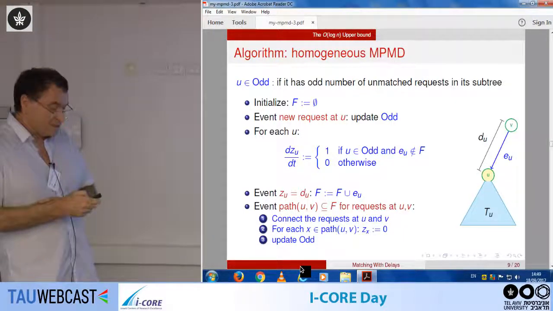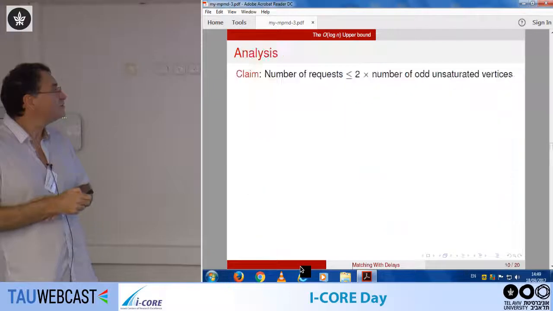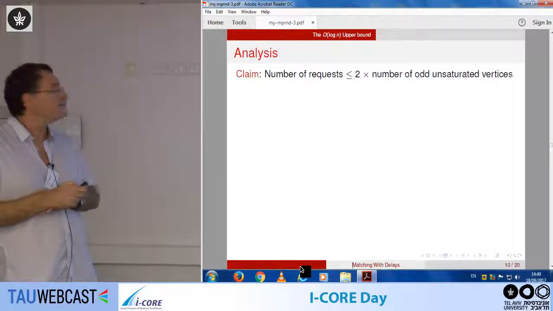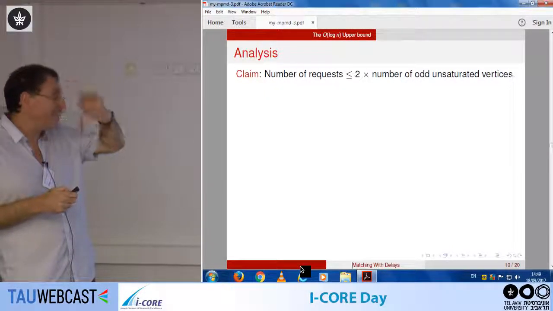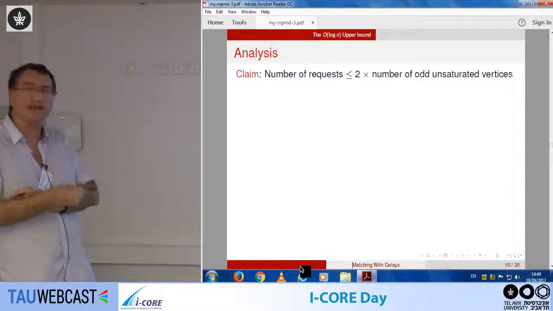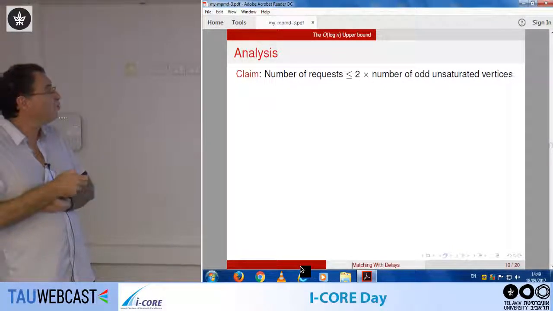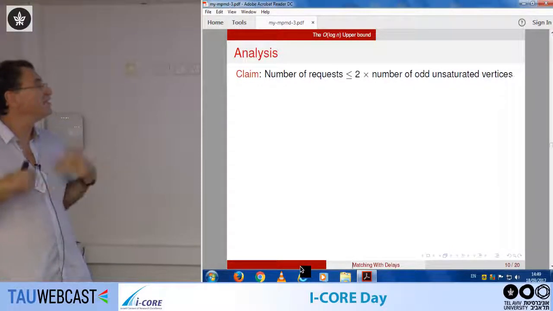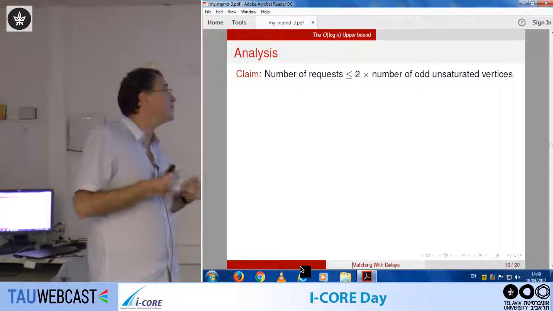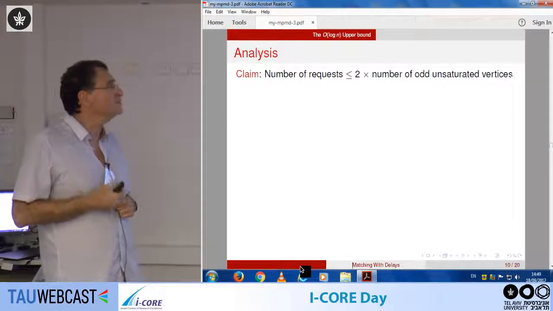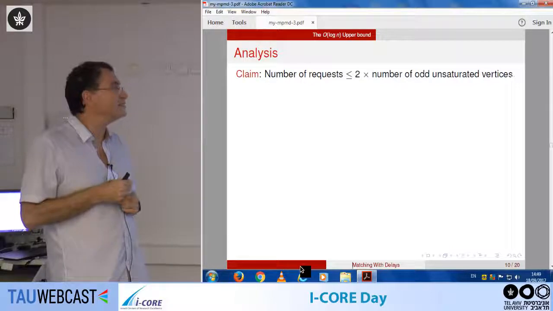Okay. So it's a little bit too late to give you the full proof. The proof is quite simple, actually, but it still requires some work, and I don't have so much time. I'll just give the highlight of it. So the first observation is that the number of requests is bounded by at most twice the number of odd unsaturated vertices.